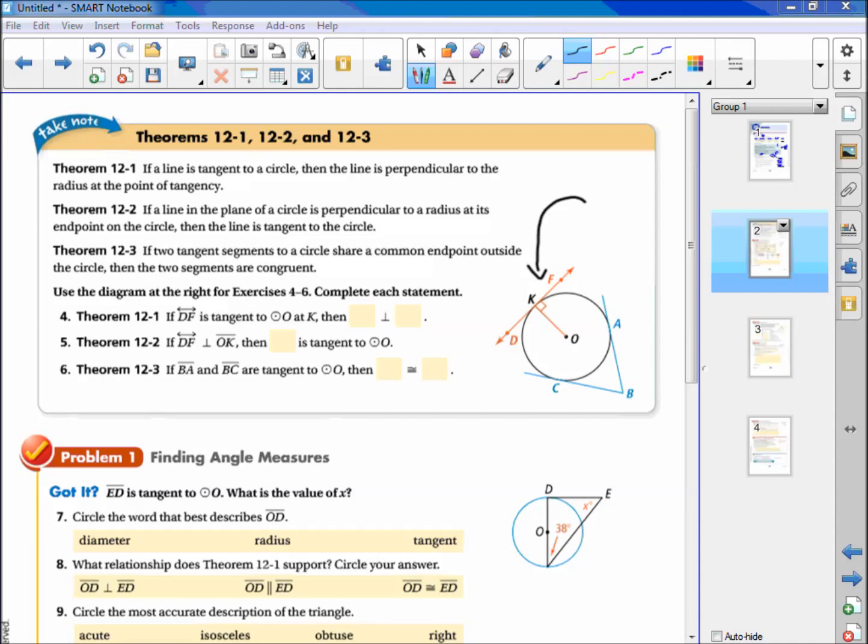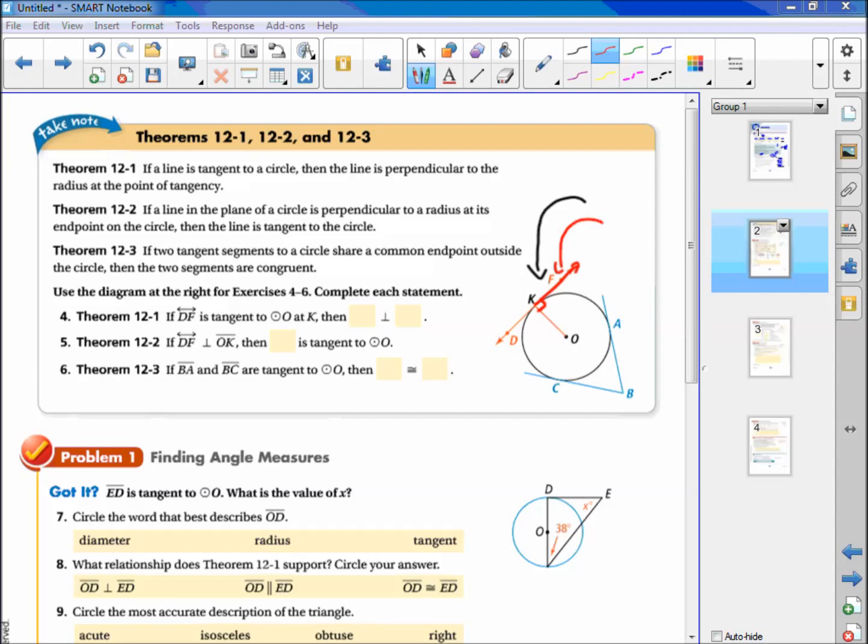All right, theorem 12-2: if a line in the plane of a circle is perpendicular to the radius at its endpoint on the circle, then the line is tangent to the circle. So it's saying, hey, here's a line. If it's perpendicular to a radius at some point, then that's a tangent line.